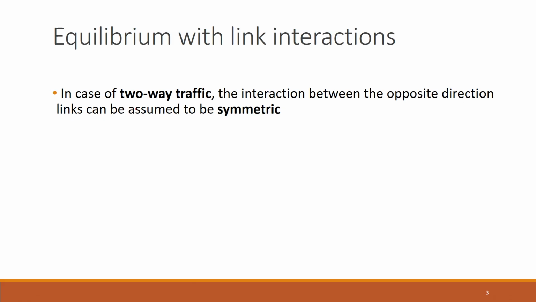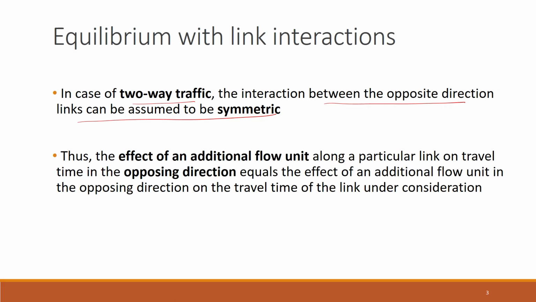In the case of two-way traffic, the interaction between the opposite direction links can be assumed to be symmetric. What do we mean by symmetric here? That is, the effect of an additional flow unit along a particular link on the travel time in the opposite direction equals the effect of an additional flow unit in the opposite direction on the travel time of the link under consideration. This is a slightly long sentence, but mathematically it is a very easy concept.